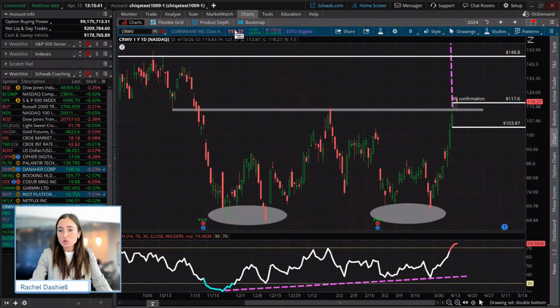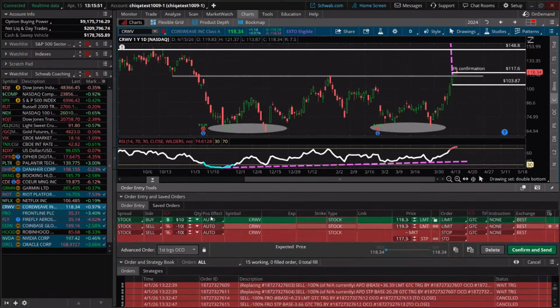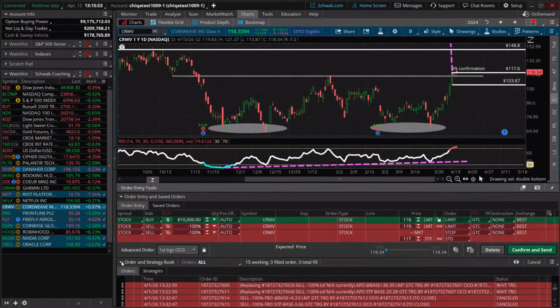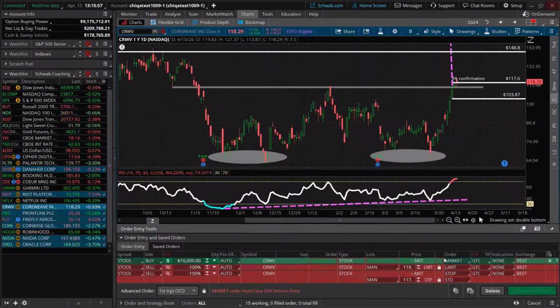So let's build that order here on this one for Coreweave. We're going to take buy custom, and we're going to do the $10,000 OCO. So that was that custom order that we've built. Okay, so we're going to use a market order on the entry. That just tells us, hey, we just want to get filled at the next available price here. So we're going to use that. We're going to use our limit on the upside, which is 148.80 there.